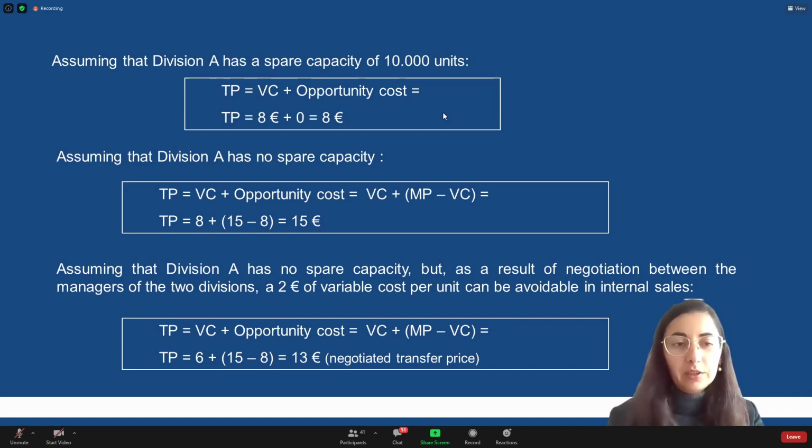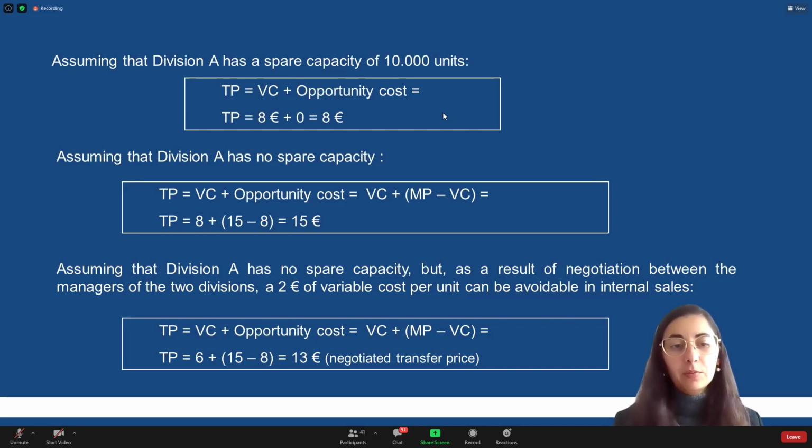Now on the third assumption, let's assume that division A has no spare capacity. But as a result of negotiation between the managers of the two divisions, €2 of variable cost per unit can be avoided in internal sales. So let's imagine that, because it's the same company, we do not need to have this extra cost, for instance with the transportation. So we can save these €2 of transportation cost.